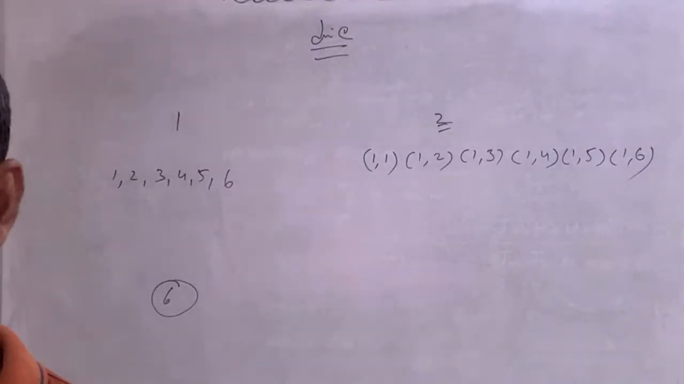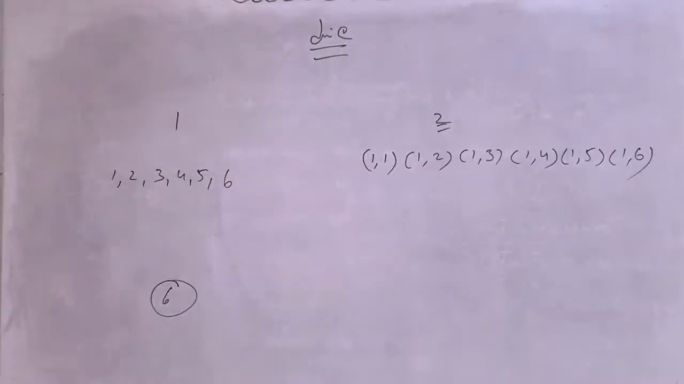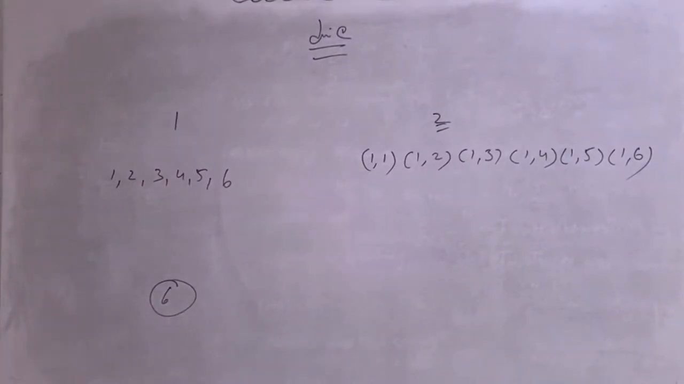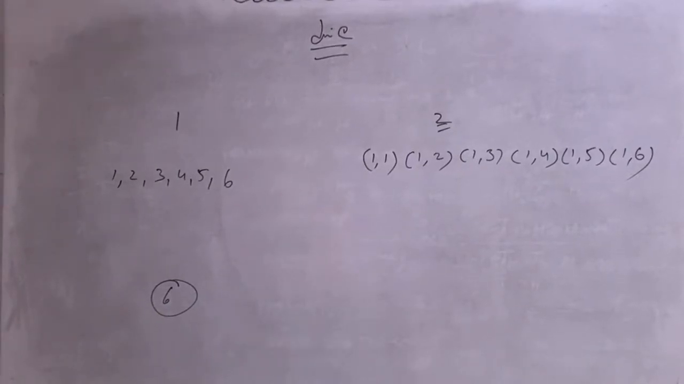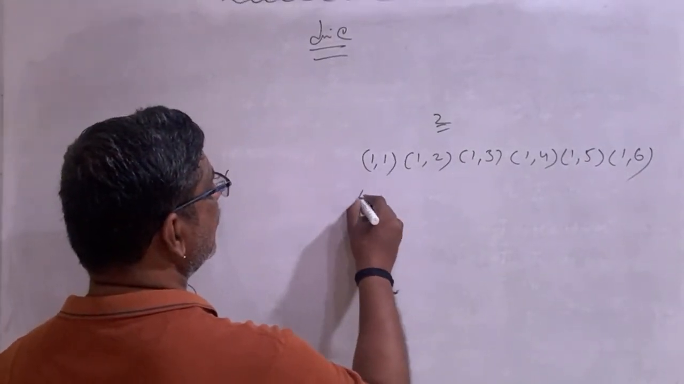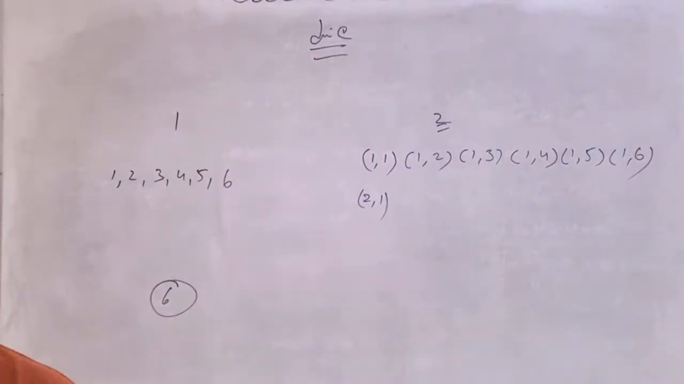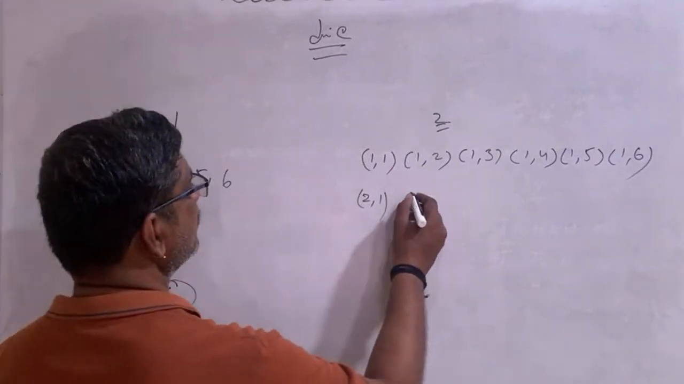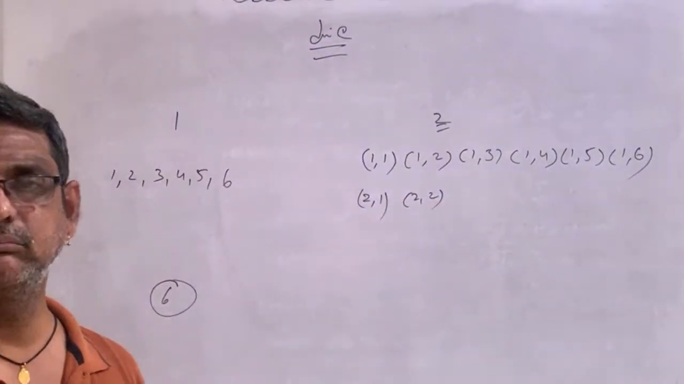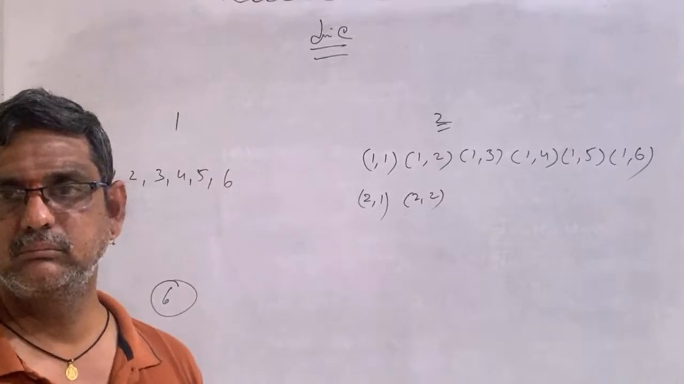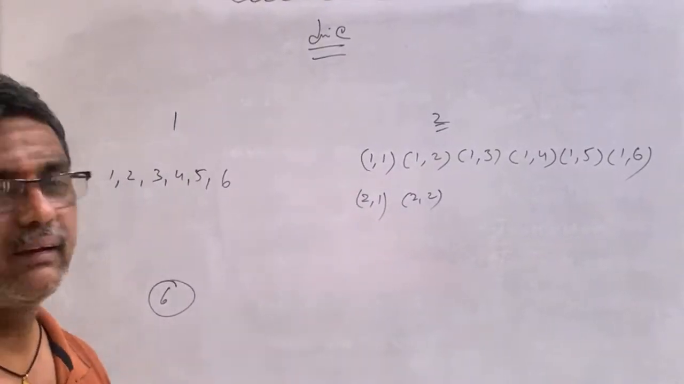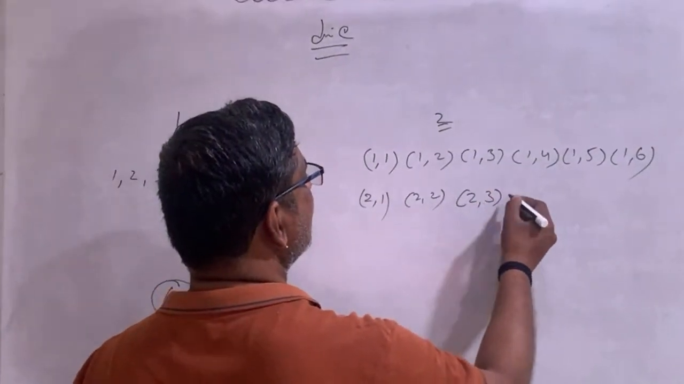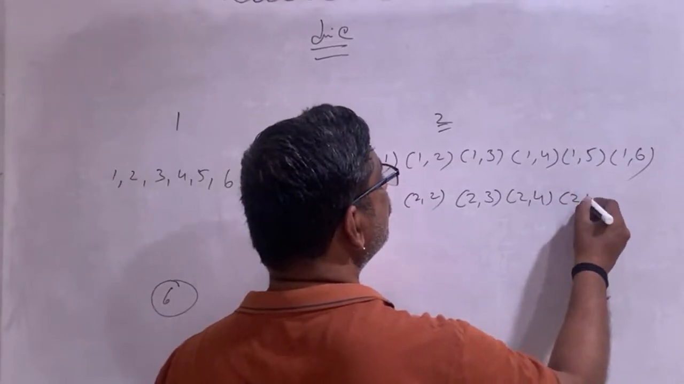Now, some of you told that we can get 12 outcomes. Now Tanush is saying 24 outcomes. Which is right, 12 or 24? I will try to write some more. 2 on first die, 1 on second die. 2 comma 2. 2 on first die, 3 on second die. 2 on first die, 4 on second die. 2 5, 2 6.